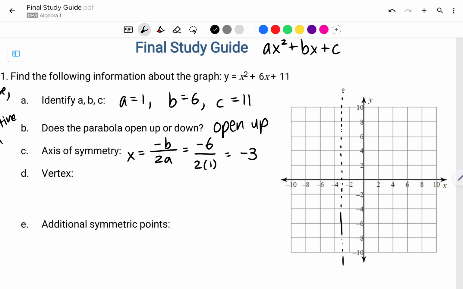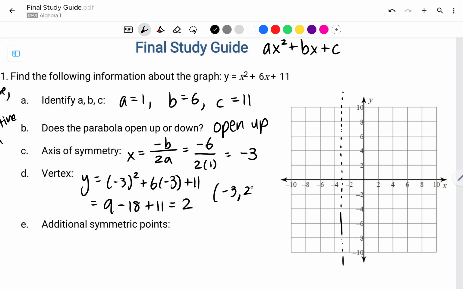I know it's going to start somewhere on this line. But where? That's where I have to plug negative 3 into my equation to get the vertex. So it's going to start on one of these y coordinates, and I have to figure that out. Let's plug it in: negative 3 squared plus 6 times negative 3 plus 11. Negative 3 squared is 9. 6 times negative 3 is negative 18, plus 11. Negative 9 plus 11 is 2. So I have my vertex at negative 3 and 2. It's going to start right there.